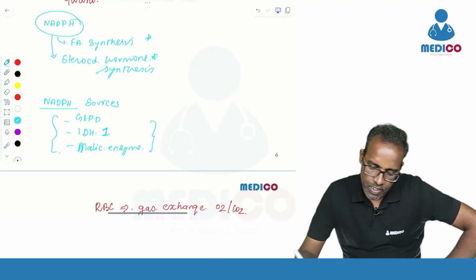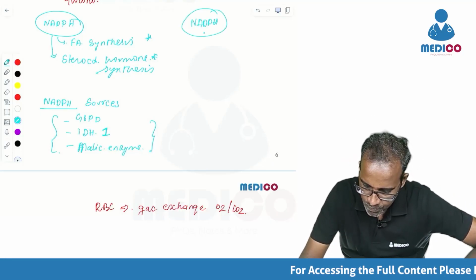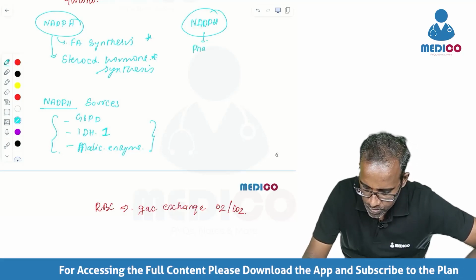Okay, NADPH is also very important for phagocytosis. It's also called the oxidative burst.